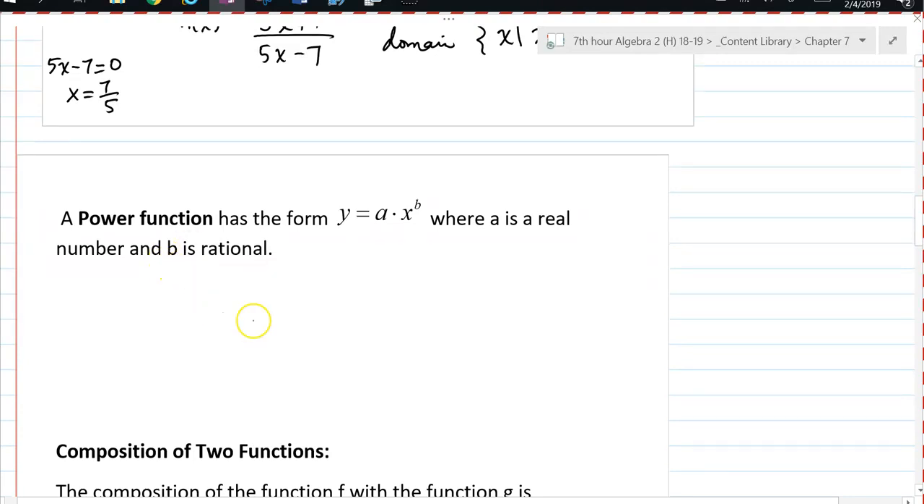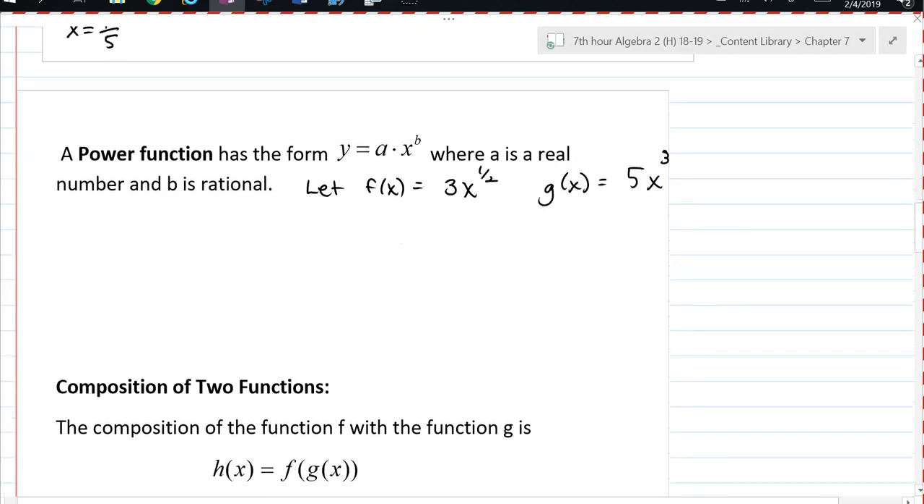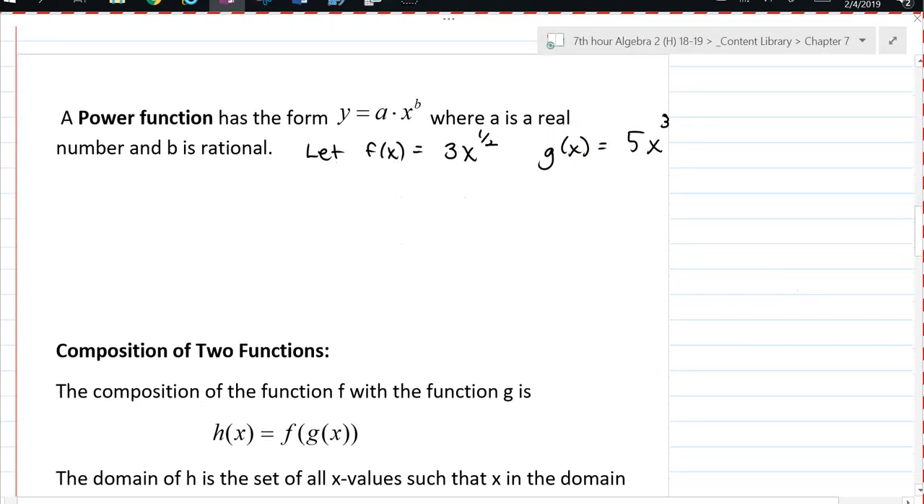Okay, so a power function has the form y equals a times x to the b power, where a is a real number and b is rational. A couple of examples of power functions are, we're going to let f of x be 3x to the 1/2, and we're going to let g of x be 5x cubed. So two power functions. Notice it's just one term. A power function is just one term where it's some number times x to some number. Your exponent has to be rational, so it's going to be a whole number or a fraction.